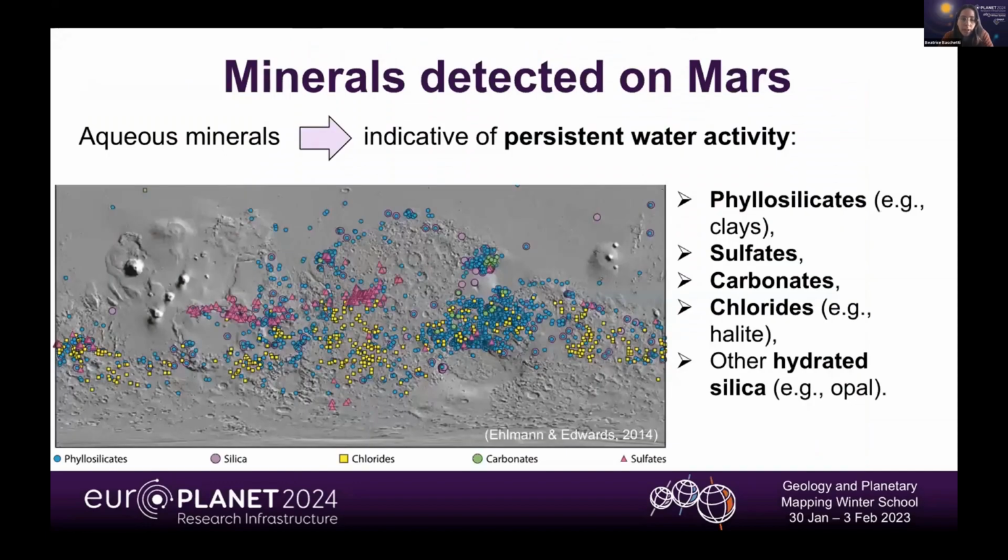Moving on to a different kind of minerals, we'll now focus on the aqueous minerals that we have on Mars, because these minerals are very important as they are indicative of persistent water activity on the planet in the past. And we have lots of different minerals, meaning that the aqueous settings were absolutely different from each other. So we have phyllosilicates, sulfates, carbonates, chlorides, other hydrated silica, and as you can see from this map, they're all widespread on the surface of the planet.